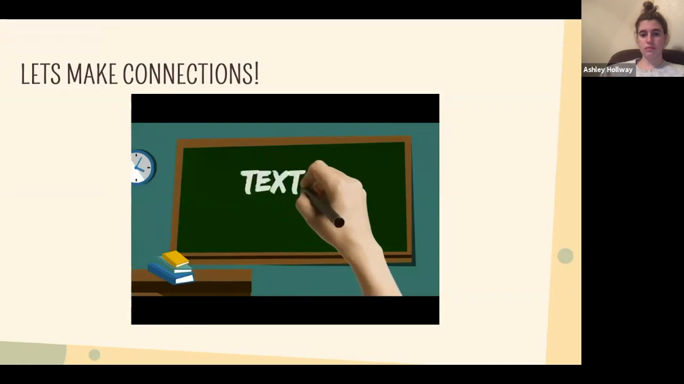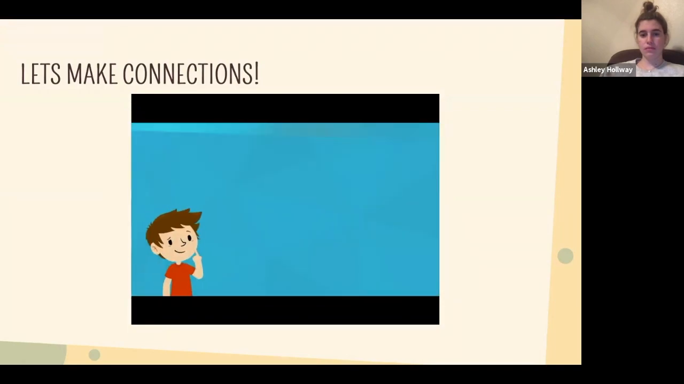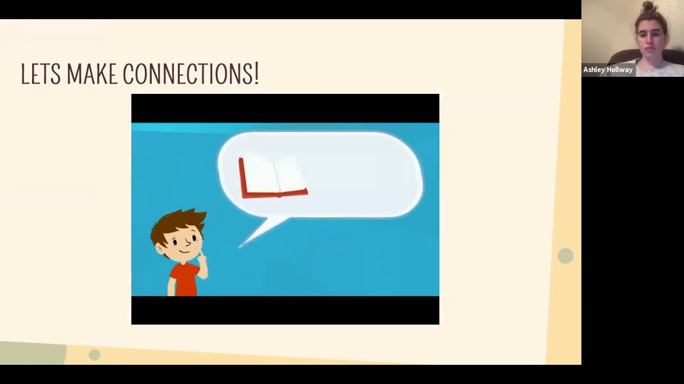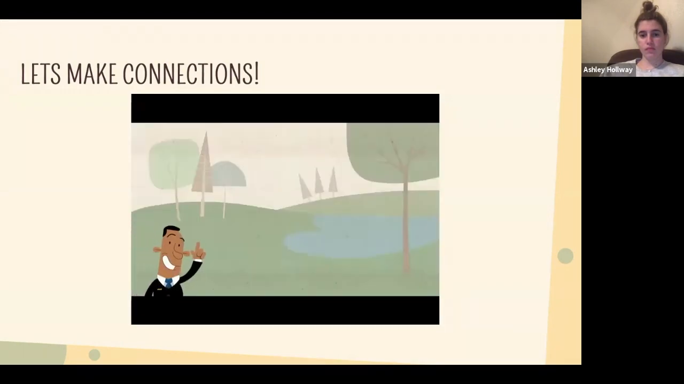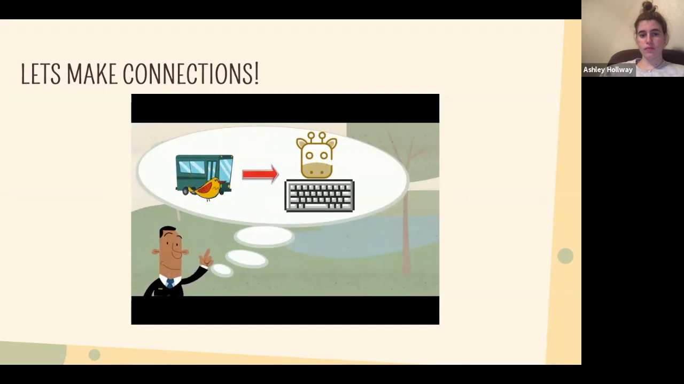Now let's take a look at text-to-text connections. When I am making a text-to-text connection, I am relating something from the story that I am currently reading to a story that I have read in the past. For example, when Pigeon wants to drive the bus in Don't Let the Pigeon Drive the Bus, it reminds me of when the cows wanted electric blankets from the farmer in Click Clack Moo, Cows That Type.